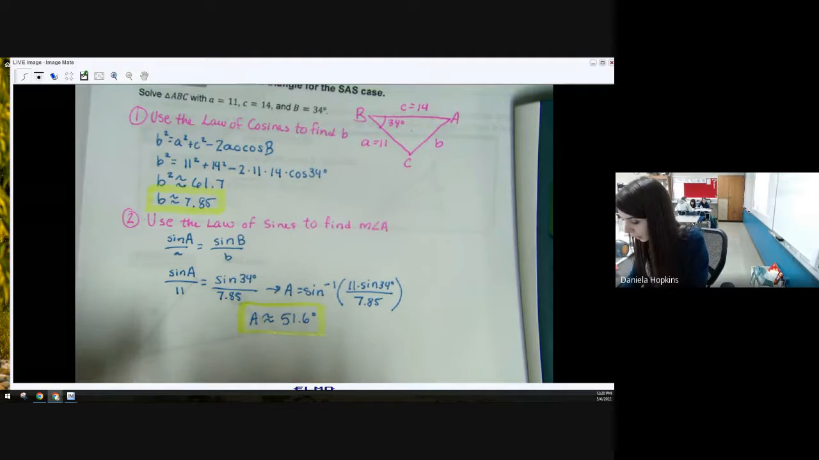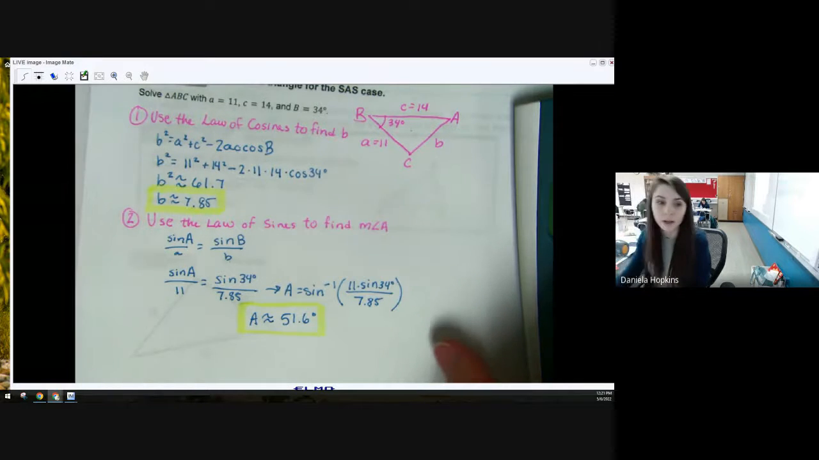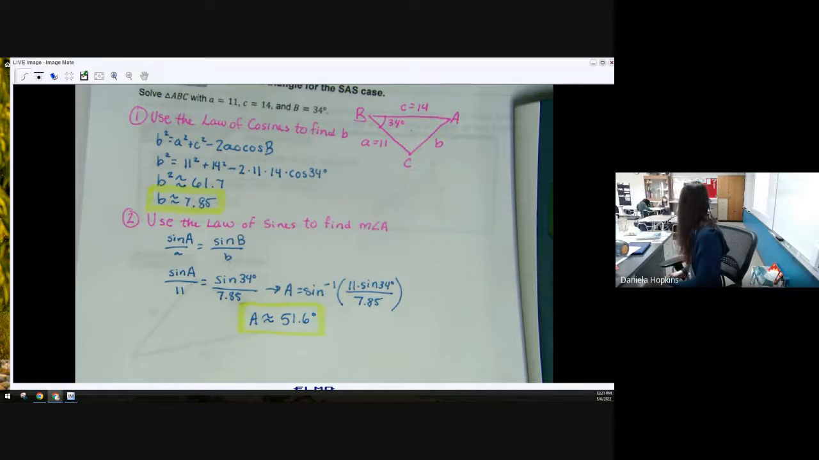What happens though, if you type in the exact same thing, you do sine inverse of 11 times sine of 34, and then you do divided by 7.9 instead. Look how different the answer is. It's 51.1. That's 0.5 different. Which is fine. I would still say that's a correct answer. But you could potentially have slightly different answers, because then it throws off all your answers.